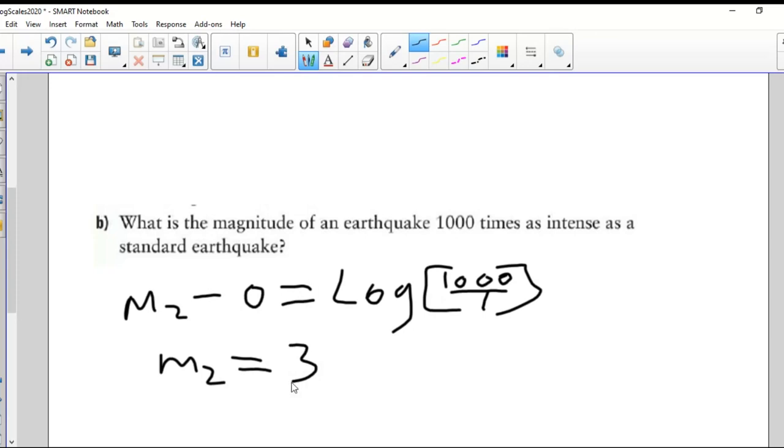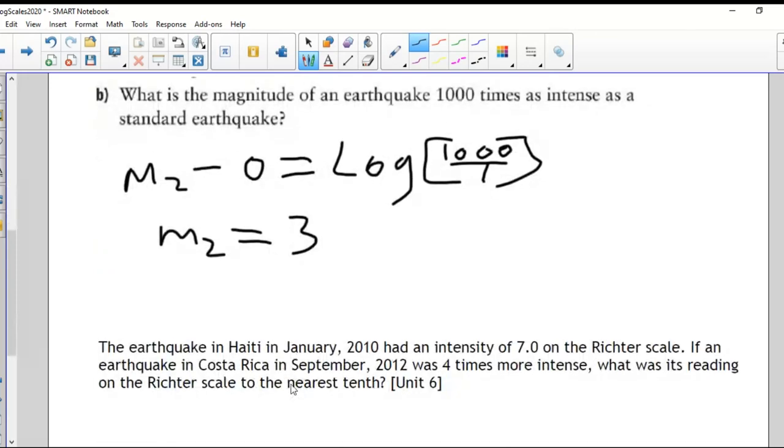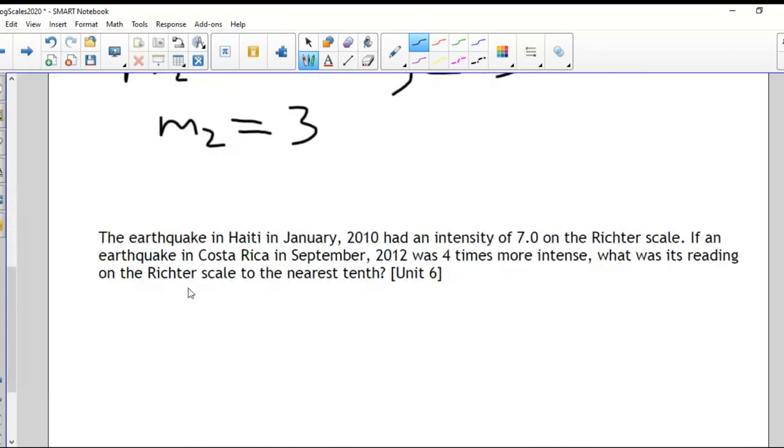Okay? All right. So let's just move on. Let's just try to get this done as quickly as we can. The last question on this is the earthquake in Haiti that I talked about, January of 2010. And that had a 7 on the Richter scale. If an earthquake in Costa Rica in September 2 years later was 4 times more intense, what was the reading on the Richter scale to the nearest 10th?